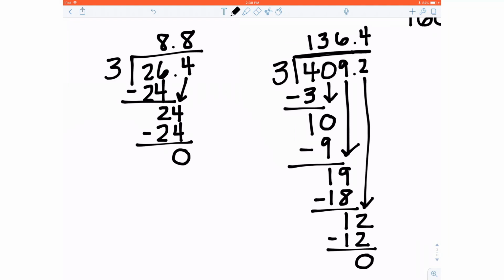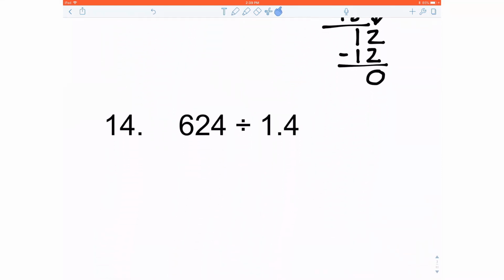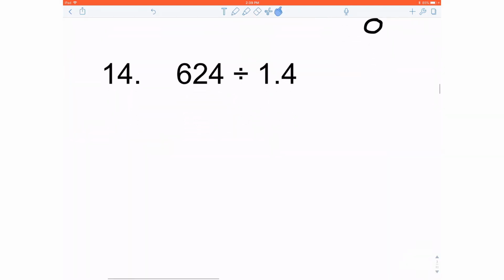Okay, so now that we've gone over a couple of these, I hope you get it. I hope you see how we got to pause and line up that decimal. Now we're going to add another layer to this. We're going to look at questions that have the decimal on the outside, okay? You see how it has it here? Write the question, it'll make a little more sense. So let's write the question out. 1.4 into 624.